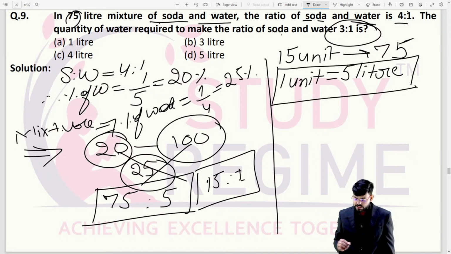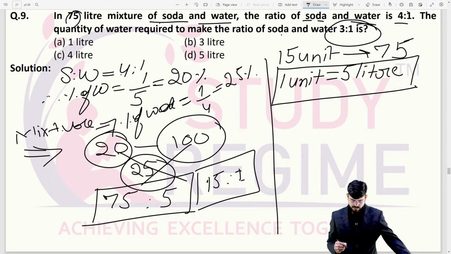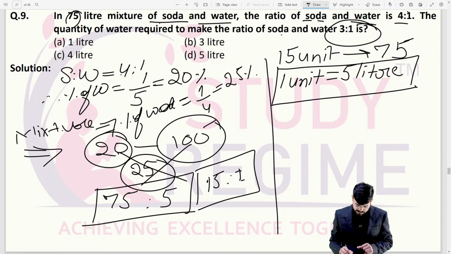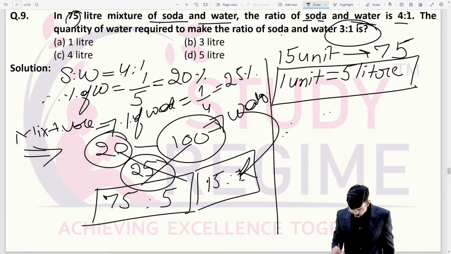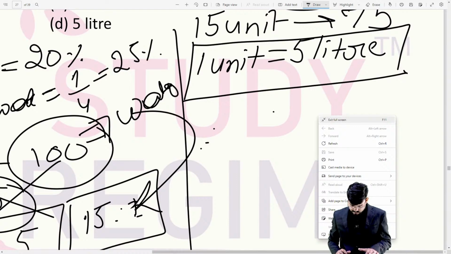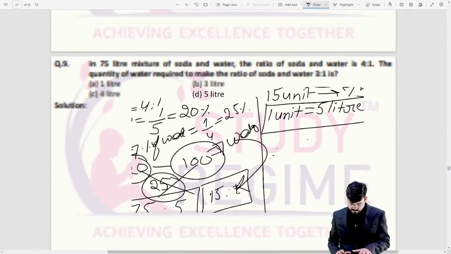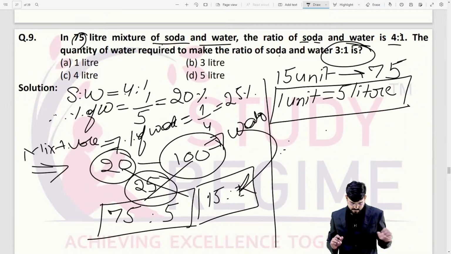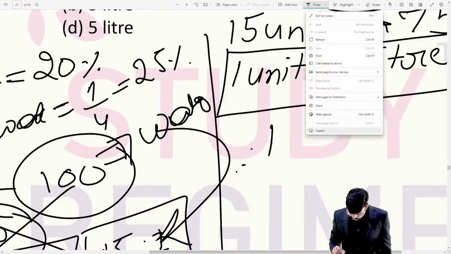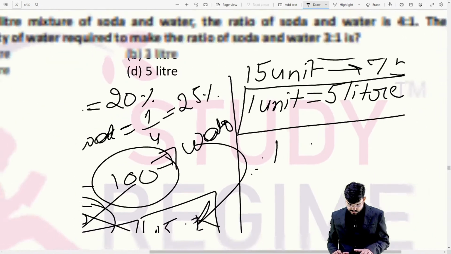1 unit will represent how many liters? 5 liters. So it has been asked in the question the quantity of water required to make the ratio of soda and water 3:1. So here water is this side and the quantity is 1. Therefore, the quantity of water will be 5 liters. The quantity of water is 1 unit.